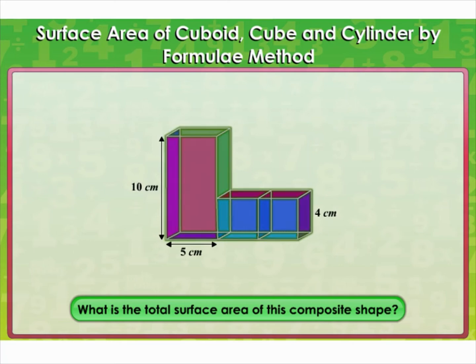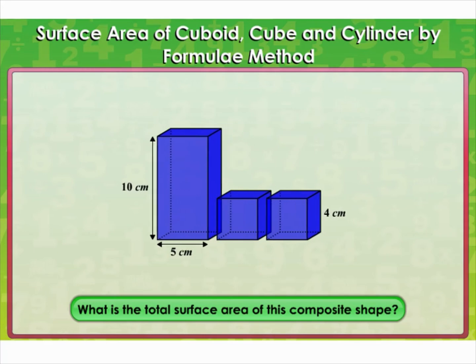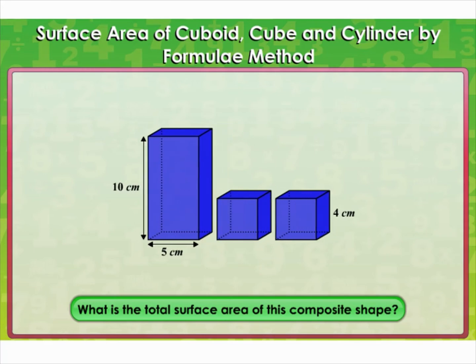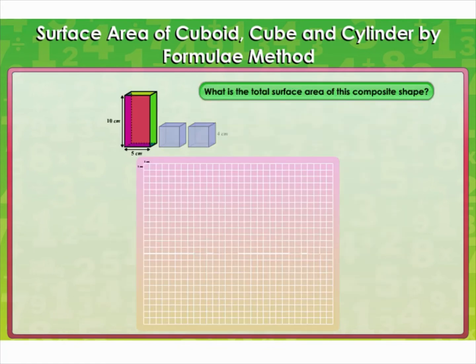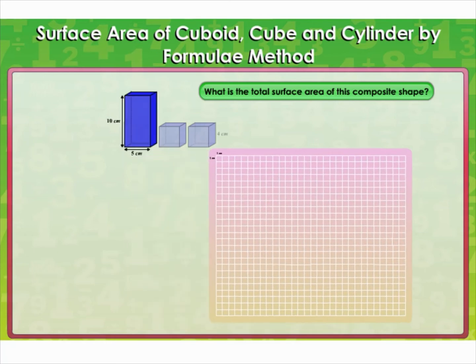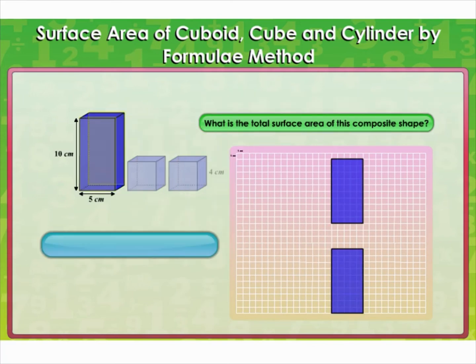To find the total surface area of the composite shape, Team B decided to unfold the shape and draw the net on a grid paper with squares of 1 centimeter by 1 centimeter. Let us begin by finding the surface area of the cuboid first. These parts are 5 centimeters by 10 centimeters, which is 2 times 50 square centimeters, equal to 100 square centimeters.